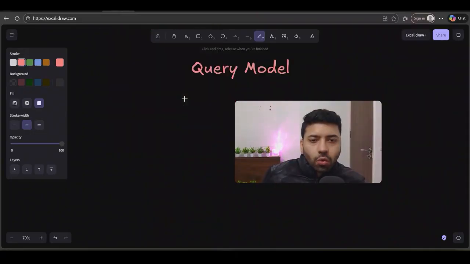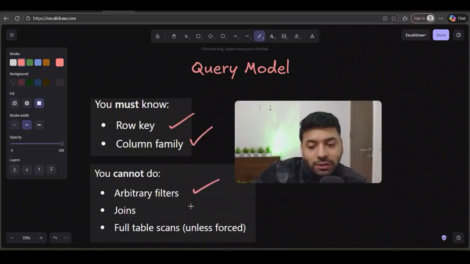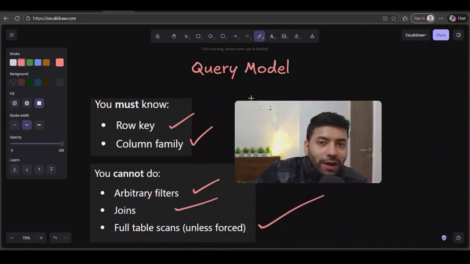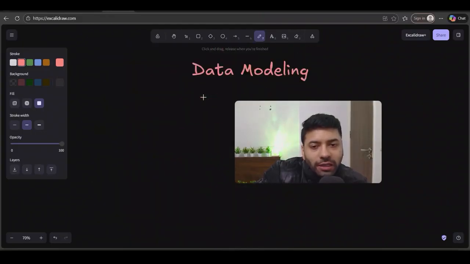Next, let's discuss the query model in a wide column database. The query model is quite restricted. Why? Because in order to make a query, you must know the row key and the column family. You cannot do arbitrary filters or joins or full table scans. So overall, the query model is quite restricted. You must know the row key and the column family, and a wide column database is not for complex queries.